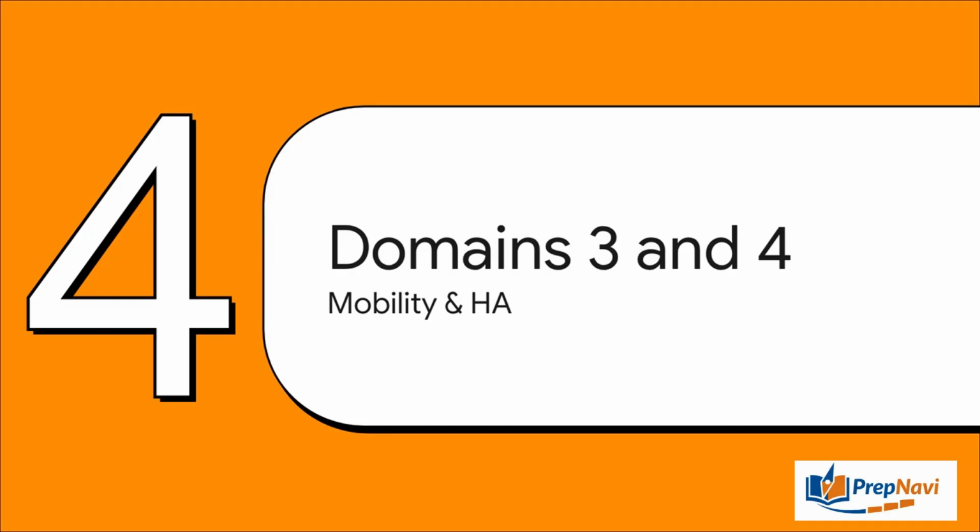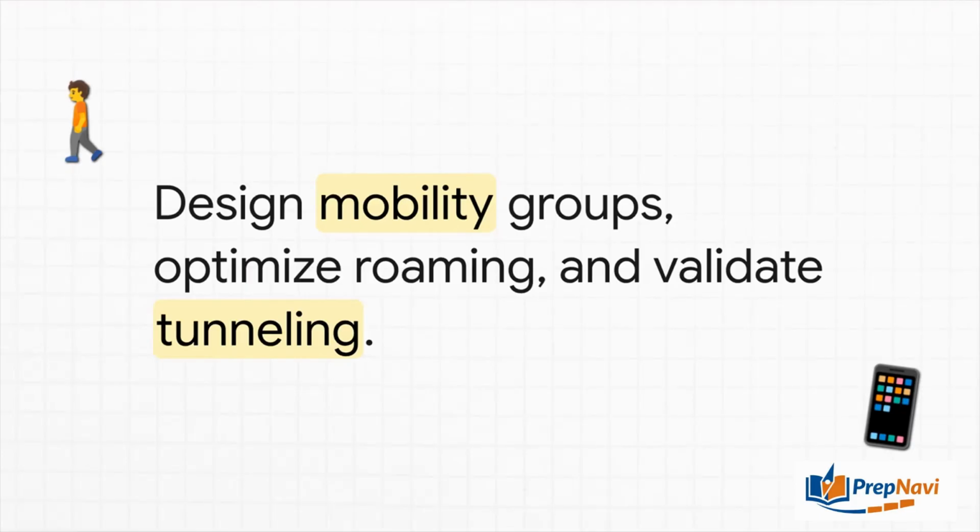All right, let's transition into Section 4, Domains 3 and 4, which focus on mobility and high availability. Domain 3 is all about mobility, and it sits at a very solid 25%. To really conquer this chunk, you must deeply understand how to design mobility groups based on specific mobility roles. You've got to know the mechanics of optimizing client roaming.